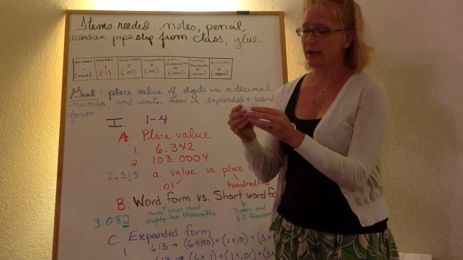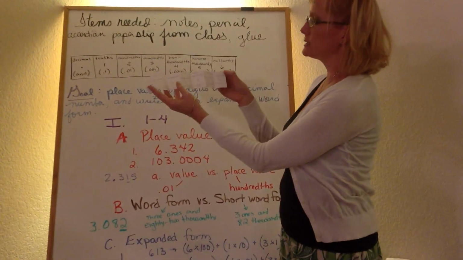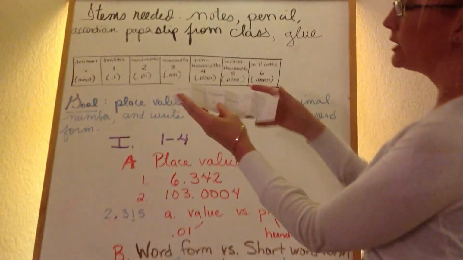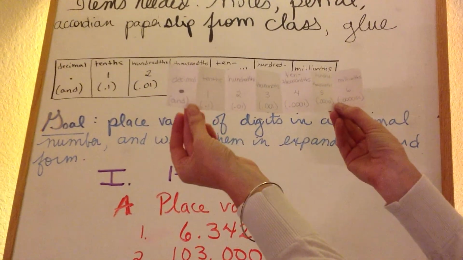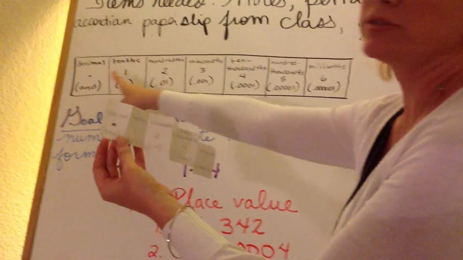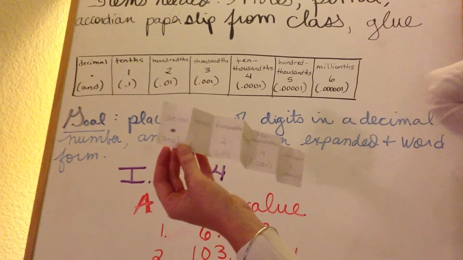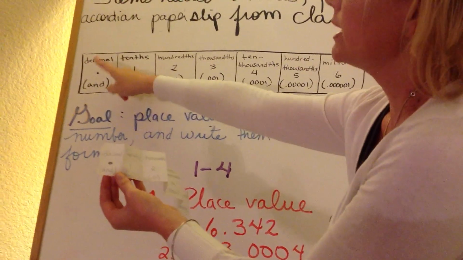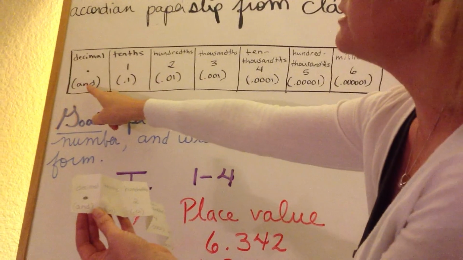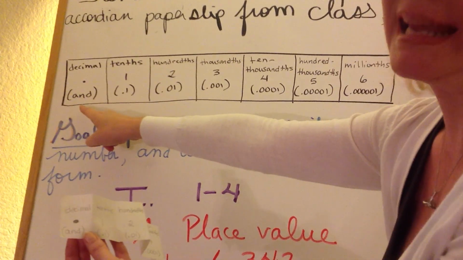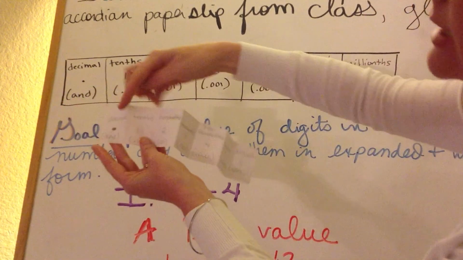So on your accordion paper, we're going to write everything that I have here. I've done a tiny version so you can see what it will look like when you're all done. And then I've written a large version. So you need to put this film on pause, and in the first square you would write decimal, and let's remember that in math the word decimal is said as "and." Do you see that right here?